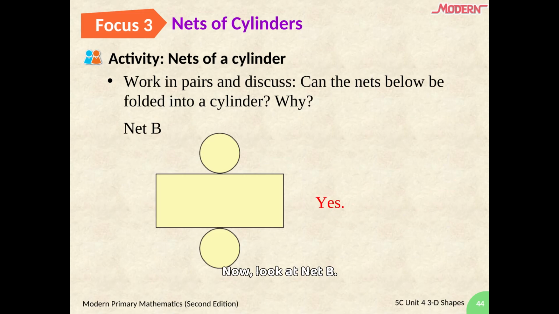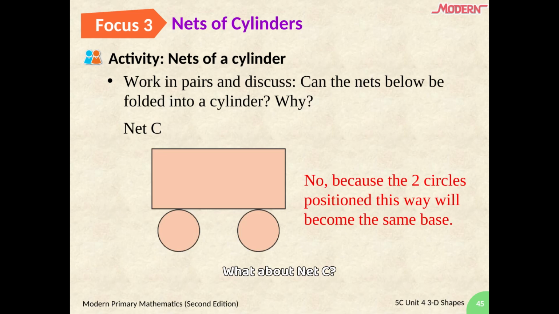Now, look at net B. One circle on top, one circle on the bottom, right in the middle of the rectangle. When you roll that rectangle up, the circles will fold perfectly onto the ends. It's a match made in math heaven. This is the classic cylinder net. If you see this pattern, give it a thumbs up. It's ready to roll.